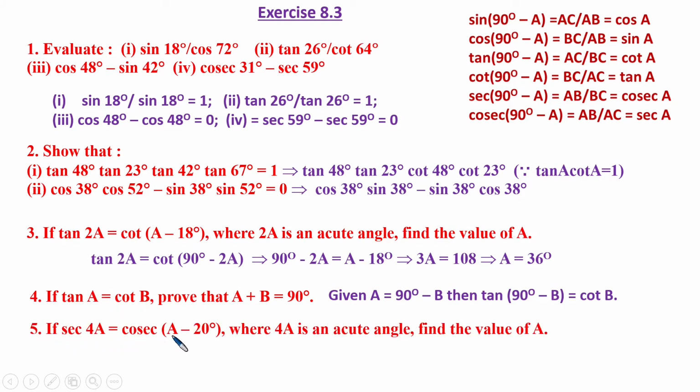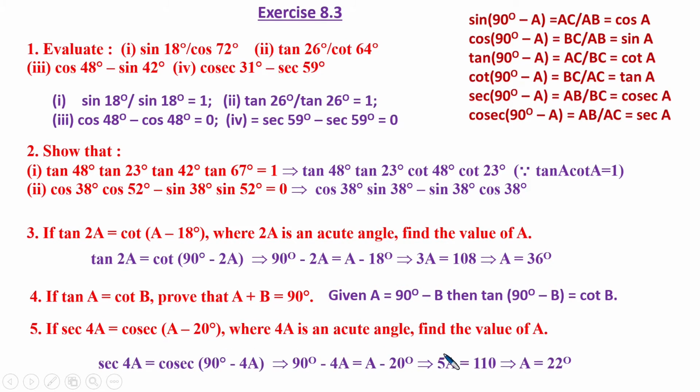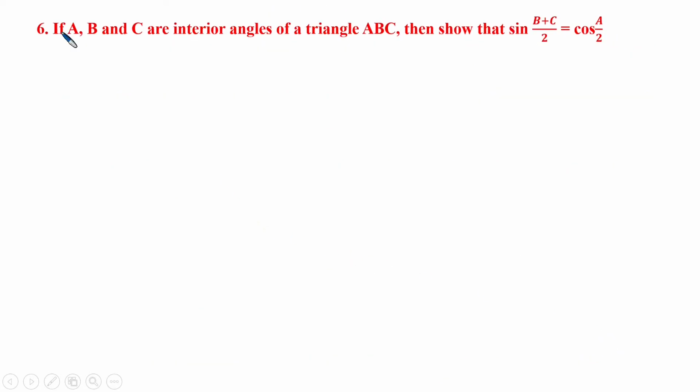Now this is problem 5: if sec 4a is equal to cosec a minus 20, where 4a is an acute angle, find the value of a. So here again I do sec 4a is equal to cosec of 90 degrees minus 4a. I take it from here. Sec and cosec, this identity, and so that means 90 minus 4a is equal to a minus 20. I again equate it and then find a equal to 22. These are very simple ones, but anyway, let us do it.